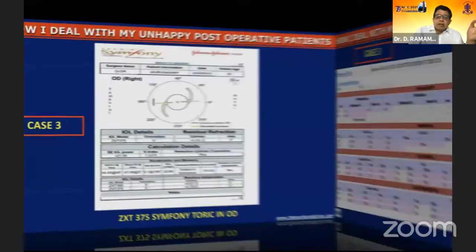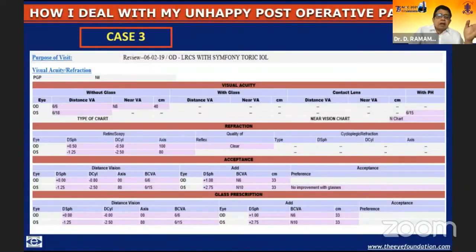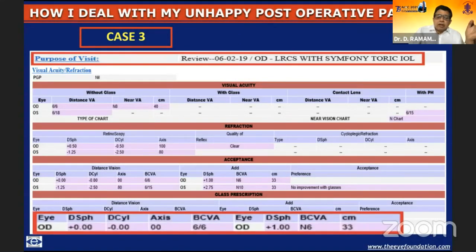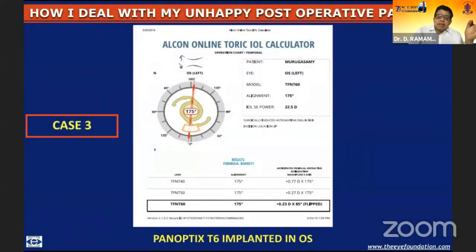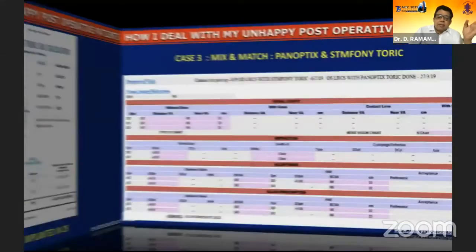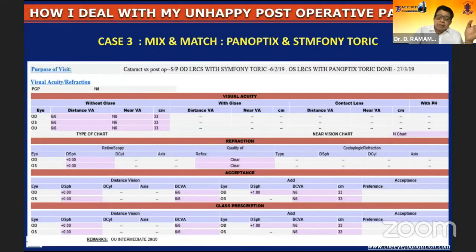a Symphony toric. The patient was extremely happy with the distant vision outcome, but again, the problem was that the near vision was not quite sufficient, required a +1 diopter add. So what we essentially did was went ahead and did a Panoptix toric in the fellow eye. So once we implanted the trifocal toric, which definitely has a greater capability as far as near vision is concerned, bilaterally implanted, this patient was happy.